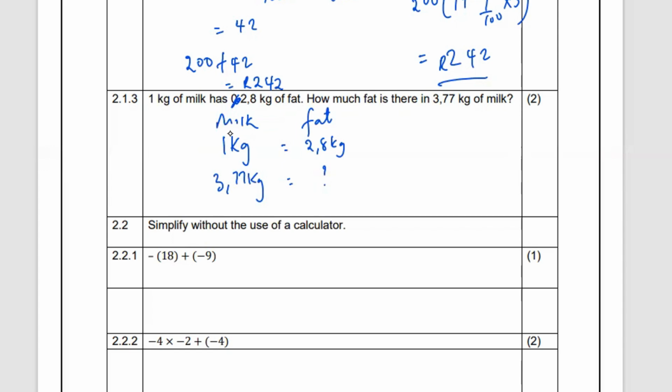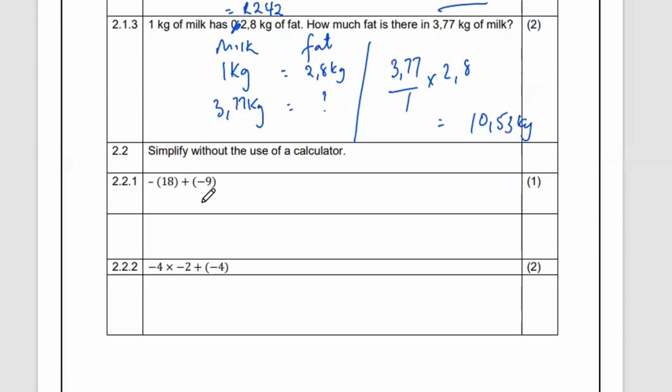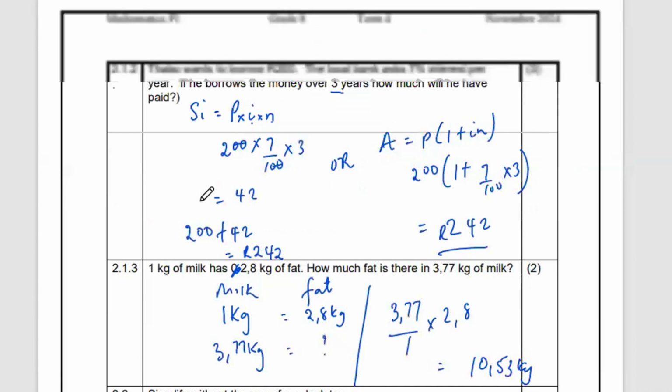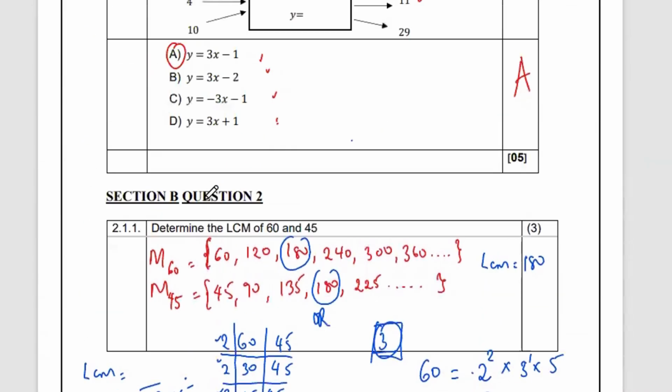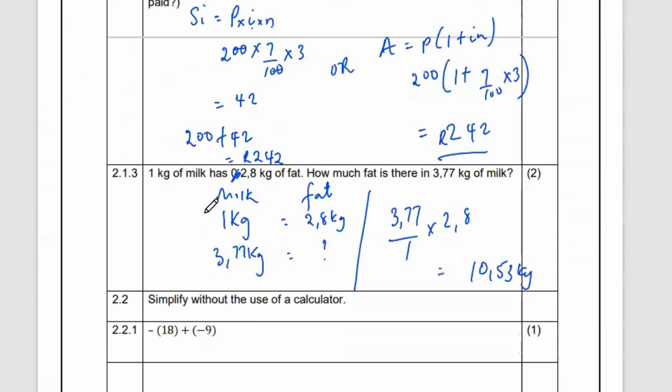So we know that in this case, the amount of fat is going to increase, because as you increase the amount of milk, even the fat must increase. So it's going to be 3.77 over 1 times 2.8. And that will give us 10.56 kilograms. Okay, so that is question 2.1.3. 2.2, which talks about the integers. So from 2.1, actually the whole of 2.1, that is just algebra.